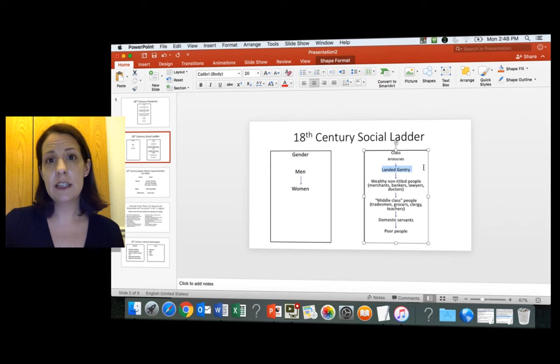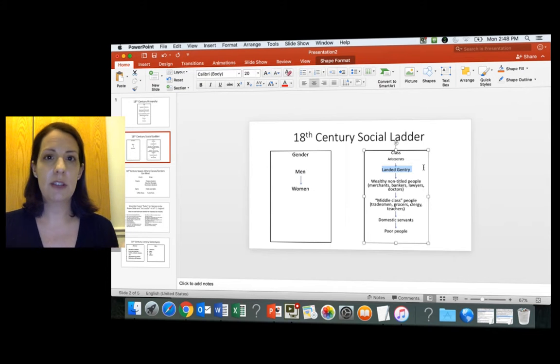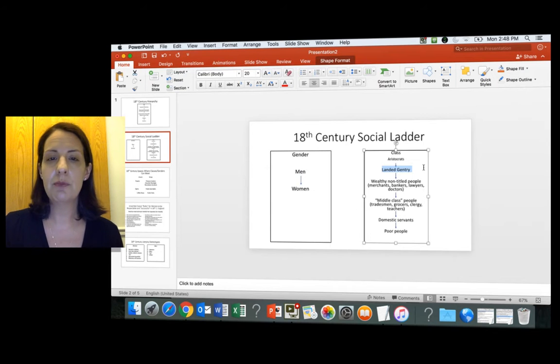Now, aristocrats and landed members of the gentry are both defined by both their long-standing family history and the fact that they don't have to work. Because they both own land, they actually collect rent from farmers and other landholders, and that's what enables them to essentially live lives of leisure.